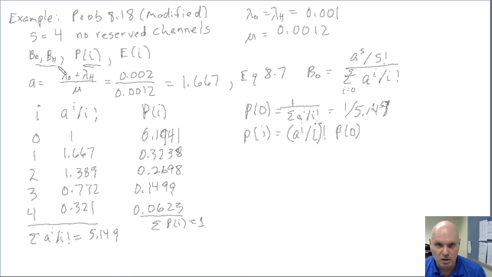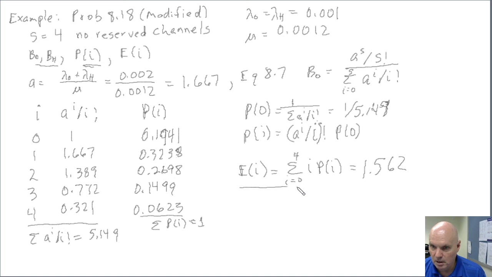So B H is equal to B 0, again, in my modified problem. And then finally, the expected value of any discrete random variable is just going to be the value times the probability. So here, this can take on values between 0 and 4. And so we evaluate the sum, 0 times 0.1941 plus 1 times 0.3238, and so on and so forth. And we get for this expected value 1.562.